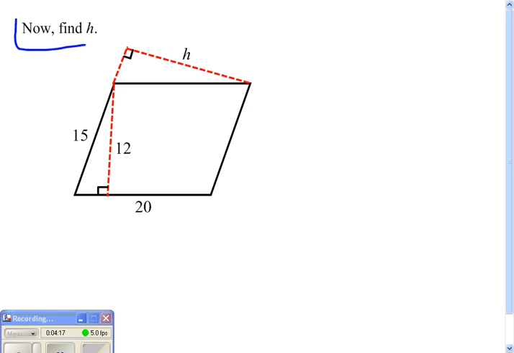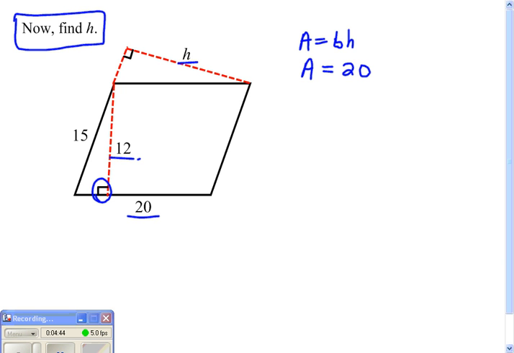And then you might be asked to find something a little bit different. Here, there's an unknown height that I'm trying to find, but I have a lot of other numbers on this picture. So what I can do is use a pair of base height values that I know to find the area of the parallelogram. I see here's a perpendicular with a number for a height and a number for the base. So I'm going to use those two values, 20 and 12, to find the area of this parallelogram, which I see is 240 units squared.